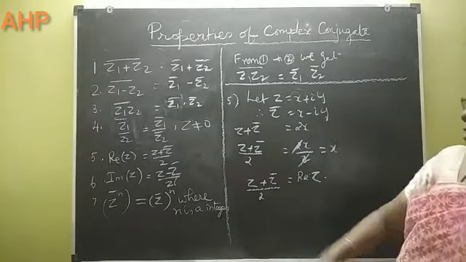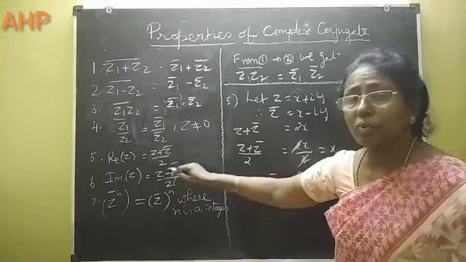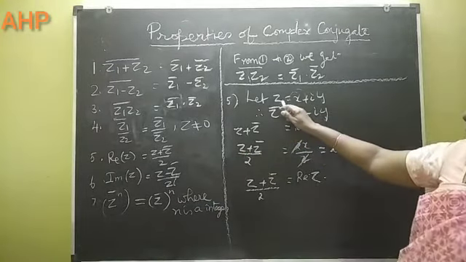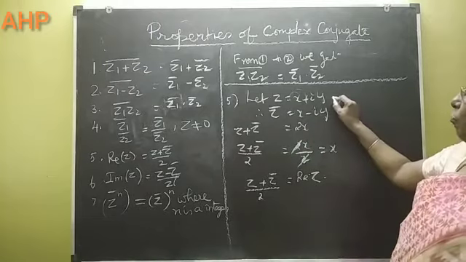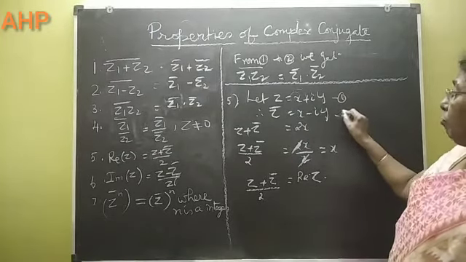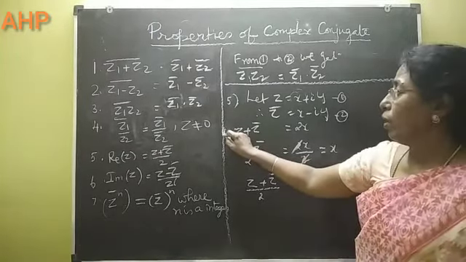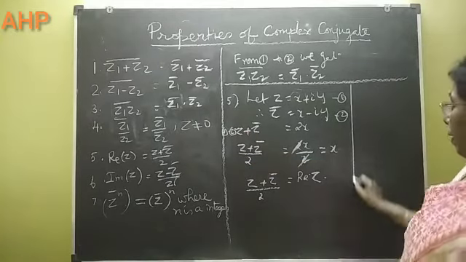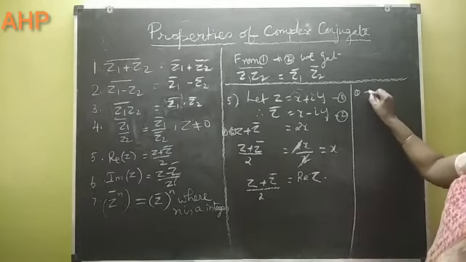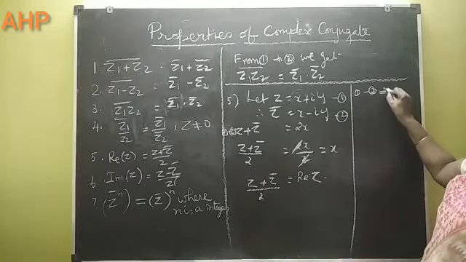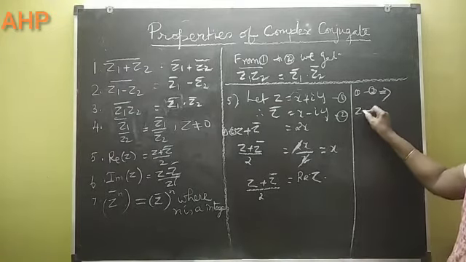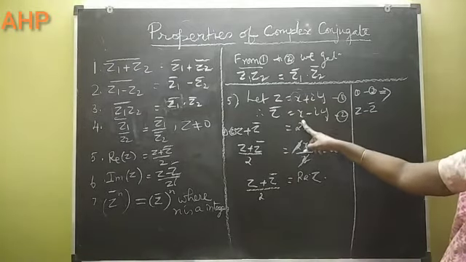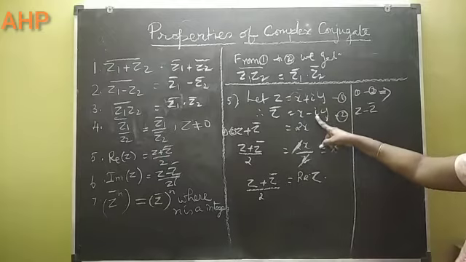Similarly, imaginary of z is equal to z minus z bar by 2i. Instead of adding these two, instead of adding 1 and 2, if we subtract 1 minus 2, we get the resulting answer. 1 minus 2 gives z minus z bar. This is equal to, when we subtract, x gets cancelled, i minus minus i will become plus i.